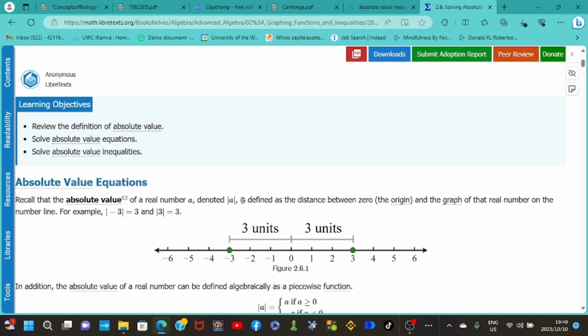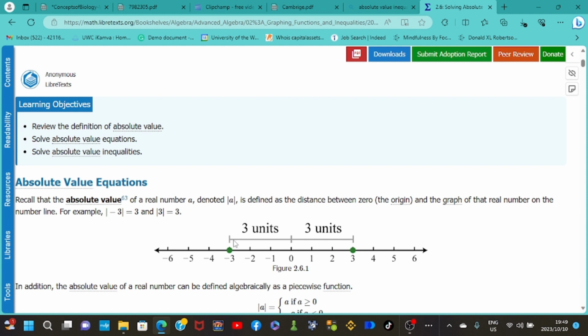So basically, it says that absolute value is the distance between 0, which is the origin, and the graph of that real number. So this is 0, right? The graph of that real number 3. The absolute value can come from negative 3, or else it can be 3. Right, because the absolute value of negative 3 gives us 3, which is the distance between 0 and that graph of that real number.